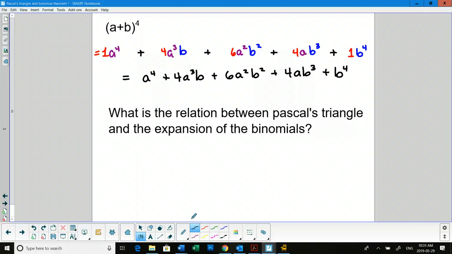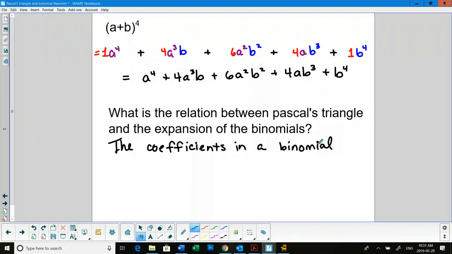Can somebody tell me what that connection that we found is, just in English? So what did we find out? How did we use Pascal's triangle to expand this? Nicole? The coefficients match up with the rows like Pascal's triangle. Great. So the coefficients in a binomial expansion are related to the horizontal rows in Pascal's triangle.